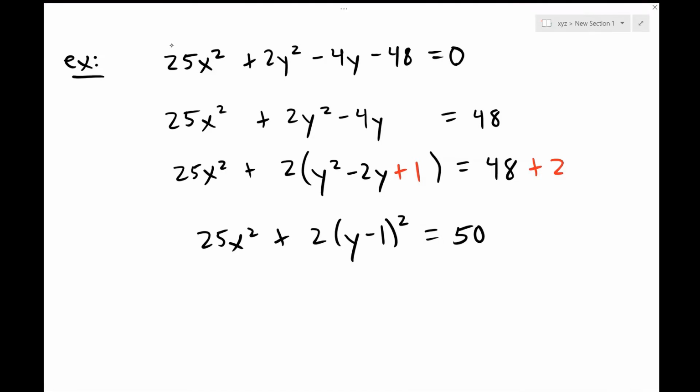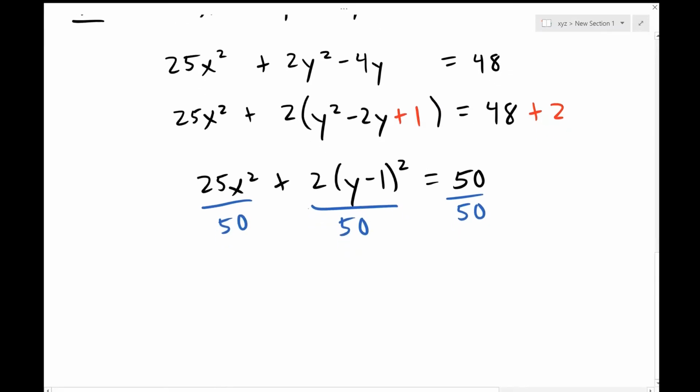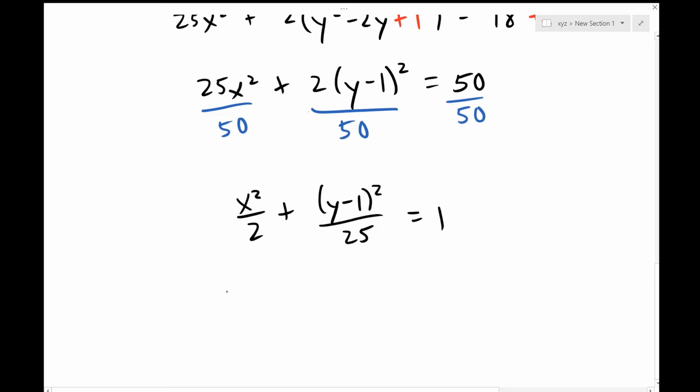And again, we need the right-hand side to be 1, so I'm going to divide each term by 50. So this will now leave us with x squared over 2 plus (y minus 1) squared over 25 is equal to 1. So notice in this case that when you identify the center, you would have the point 0, 1. But also notice that in this case, the a value would actually be the square root of 2. And b, of course, would still be 5.